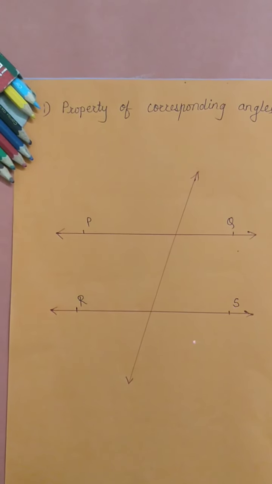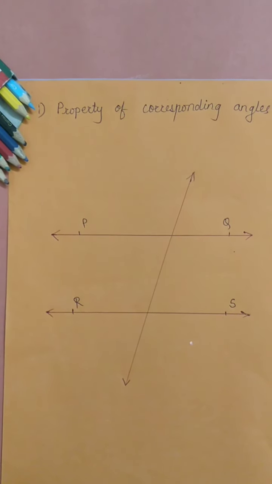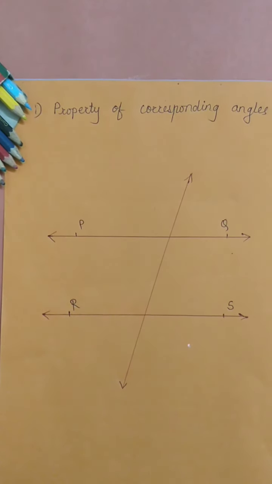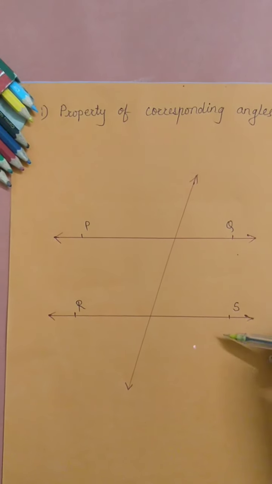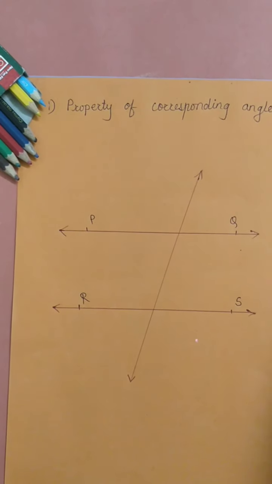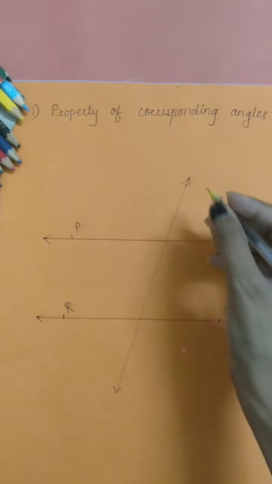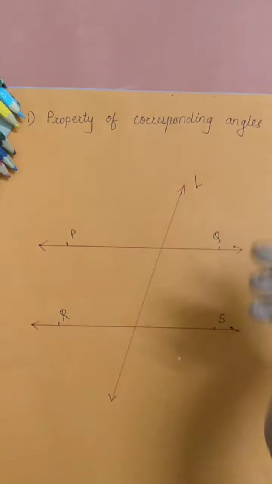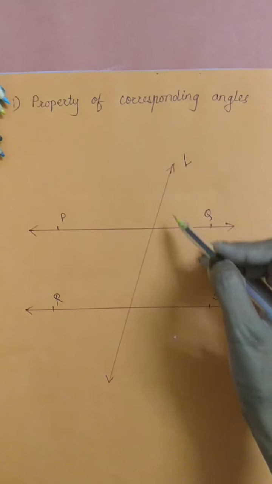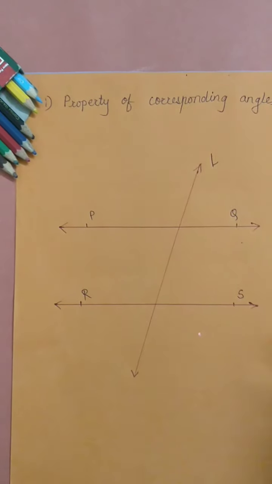Yesterday we learnt about corresponding angles, alternate angles, and interior angles. And today we are going to learn about properties of angles formed with the help of two parallel lines and one transversal. Here, line AB is parallel to line RS, and this line L is the transversal. Now here we can see 1, 2, 3, 4, 5, 6, 7, 8. These 8 angles are formed.